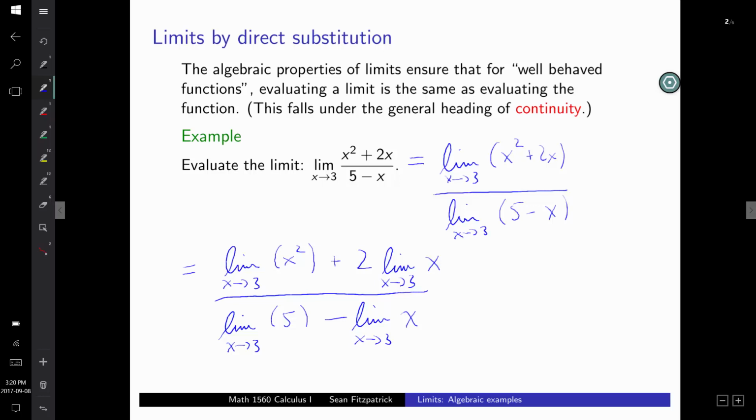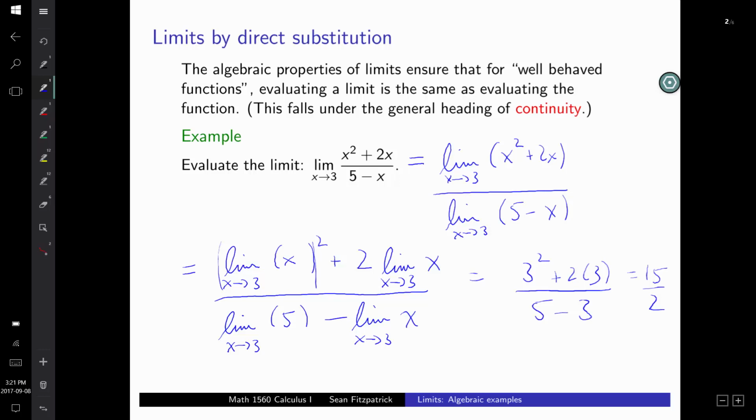Another rule said that once you've got the limit of x squared, you can move that square outside the limit if you want. So we could write that like this, the limit of x, and then the whole thing squared. So now we know what we've got. We've got 3 squared plus 2 times 3 over 5 minus 3. And we can simplify that if we want. We've got 9 plus 6, we've got 15 over 2.